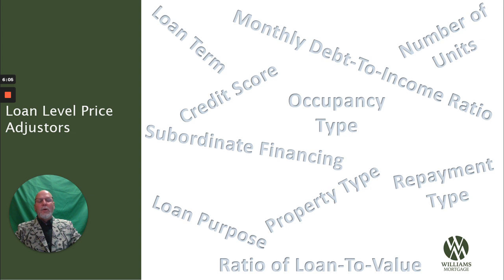The LLPA system contains more than a dozen different risk characteristics. Nearly all conventional borrowers are affected by at least one LLPA, though there are a few scenarios which completely avoid LLPAs. One such scenario would be a borrower with a credit score of 740 purchasing a single-family detached home as their primary residence with a down payment of 40% or more and no second mortgages, and their debt ratio is below 40%.